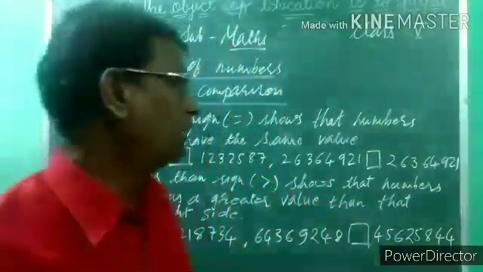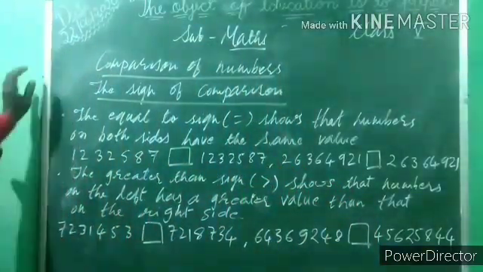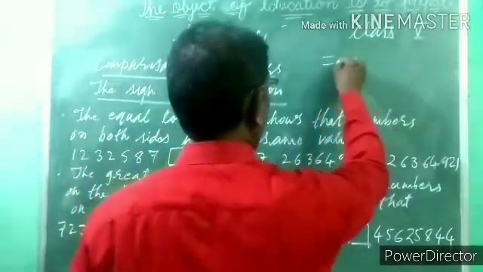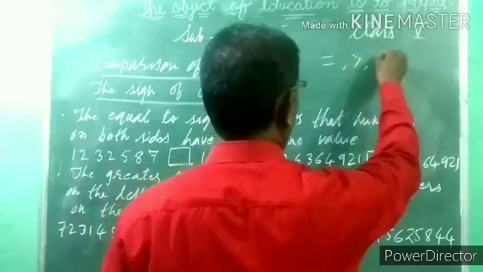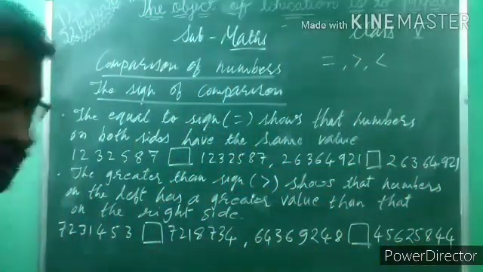Good morning, students. In the previous class, we studied skip counting. Today we will study comparison of numbers. The signs of comparison: three signs are there. This one is called the is equal to sign, this sign is called the greater than sign, and this sign is called the less than sign. About these three signs we have to study today.